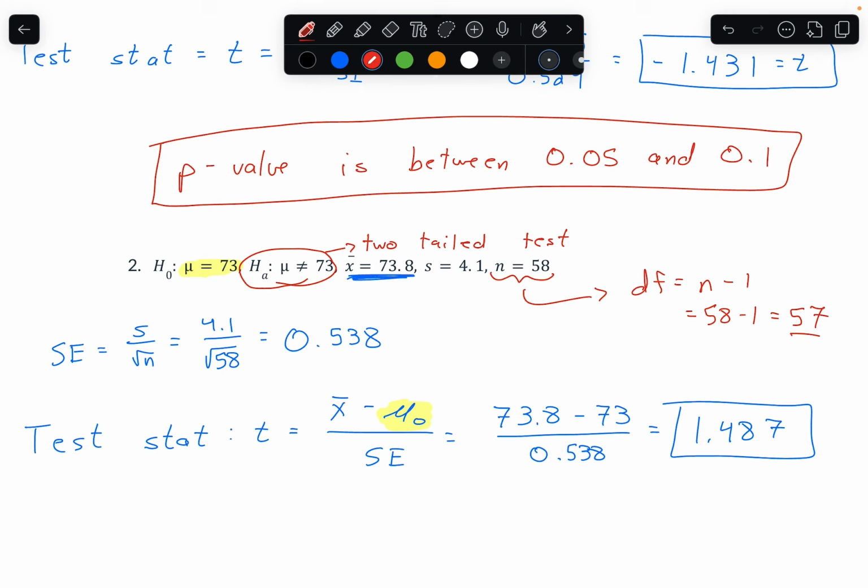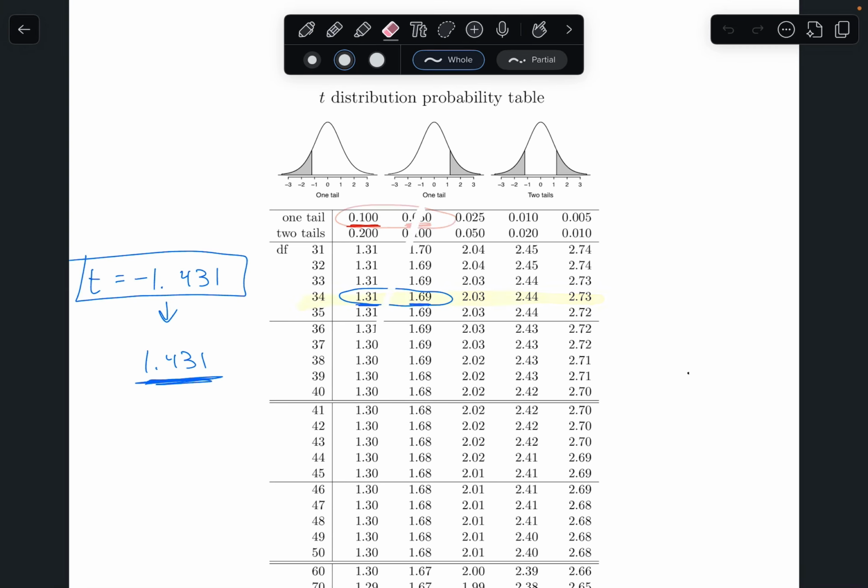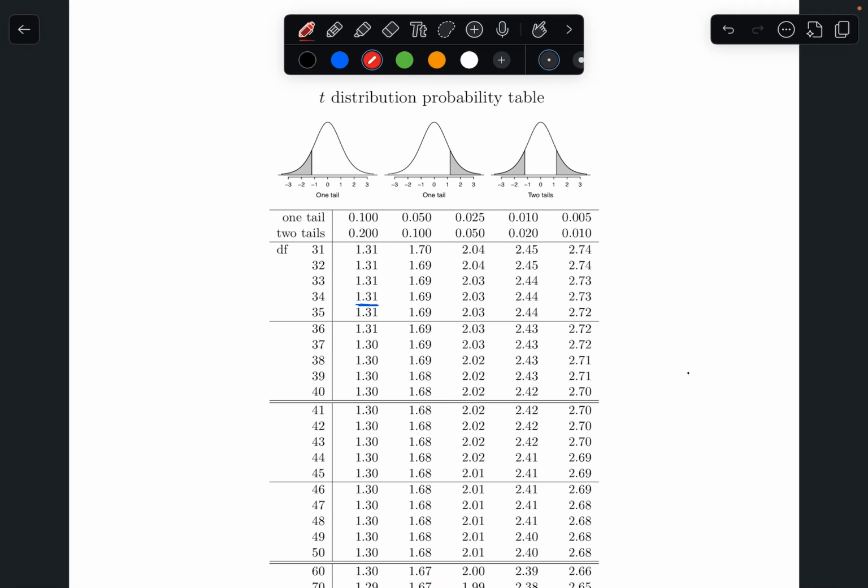So at this point, I have everything I need. I kind of need all three pieces of information. I have to know what kind of test we're doing, I have to know the test statistic, and I have to know the degrees of freedom if I'm going to go and calculate my p-value. So let's hop over to our t-table at this point, and let's erase what we have right here just so we can start fresh. So we had said degrees of freedom was 57. Our test statistic was t equals 1.487, and this is a two-tailed test.